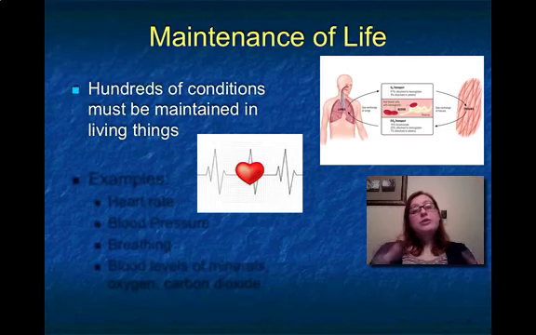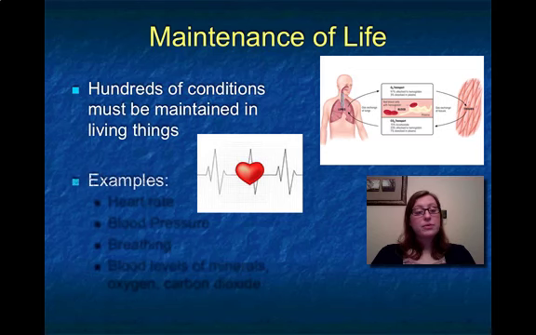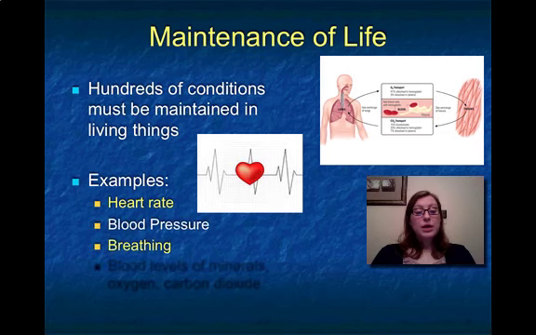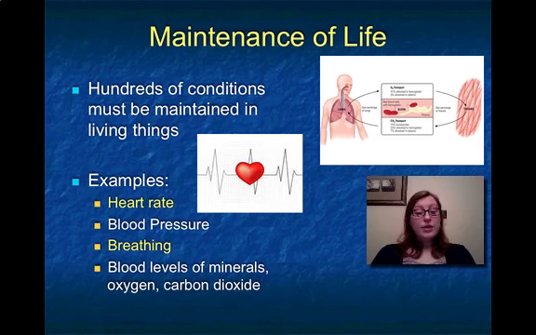Okay, so we've looked at two different types of feedback systems, and we see how important the maintenance of life is, or how important it is to maintain certain chemicals and things like that in our body. Lots of things are under control from feedback loops. For example, heart rate, okay, your blood pressure, breathing, the amount of oxygen and carbon dioxide being measured in your bloodstream, and other things such as minerals and ions, calcium, things like that as well.